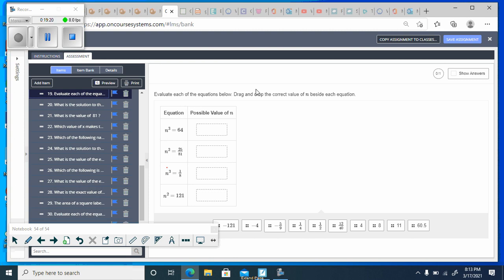Evaluate each of the equations below. Drag and drop the correct value. Okay. N to the third power equals 64. So N is 4.